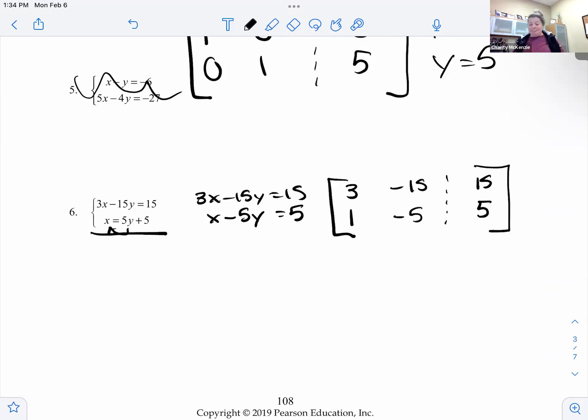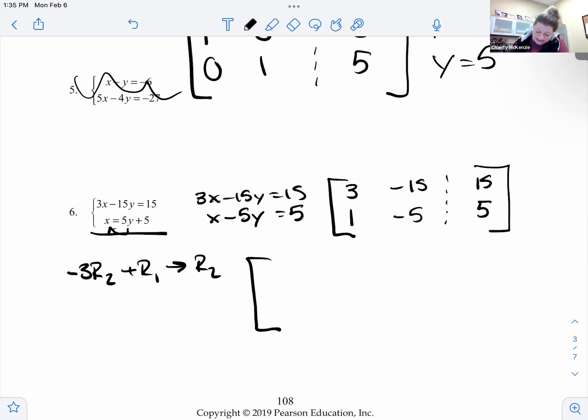Okay, then I want the 0 here. So if that's a negative 3, these would add to 0. So I am going to do negative 3 times row 2 plus row 1, replace it on row 2, because I want the 0 on the bottom left. Okay, so let's do that now.